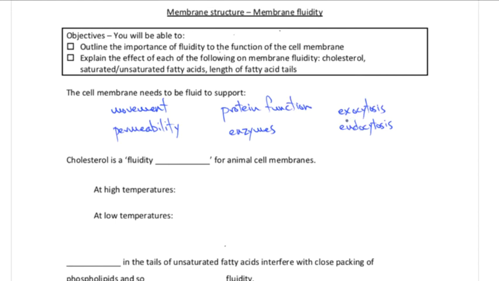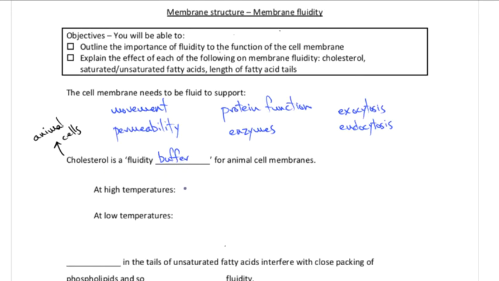So how does the membrane stay fluid across a variety of different environmental conditions, for example, temperature? Well, in animal cells, one factor is cholesterol. Cholesterol is only in animal cell membranes, and cholesterol acts as a fluidity buffer for animal cell membranes. A buffer is something usually, when we're talking about acids and bases, that keeps the pH within a narrow range, and cholesterol acts like that for fluidity.